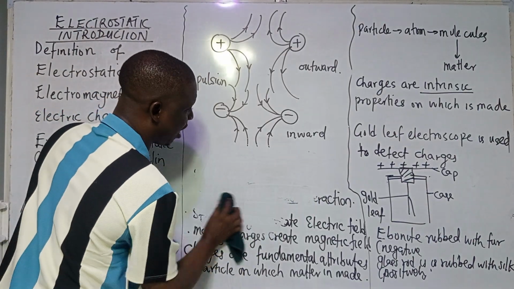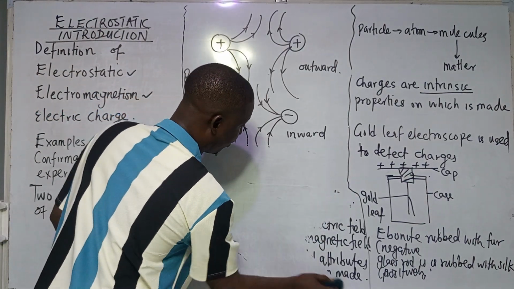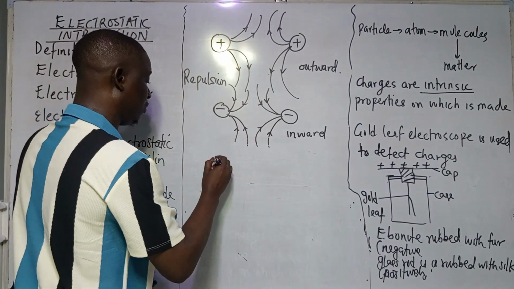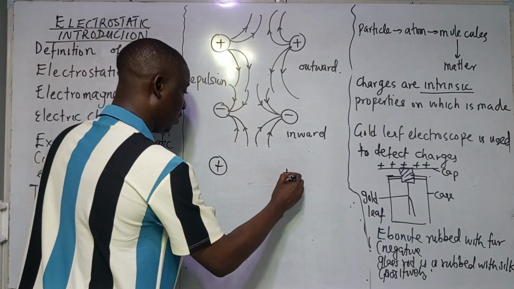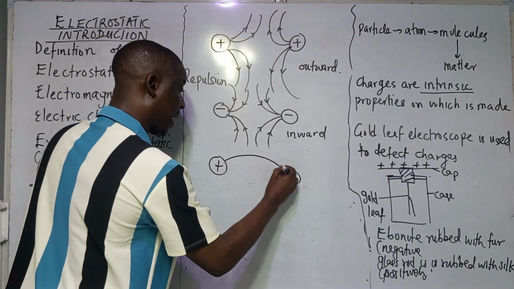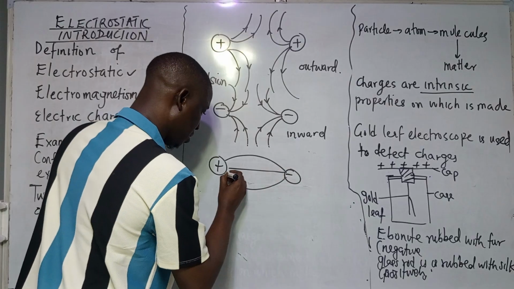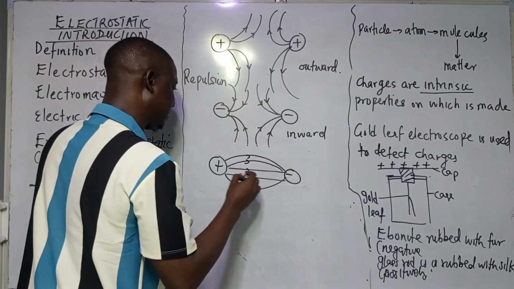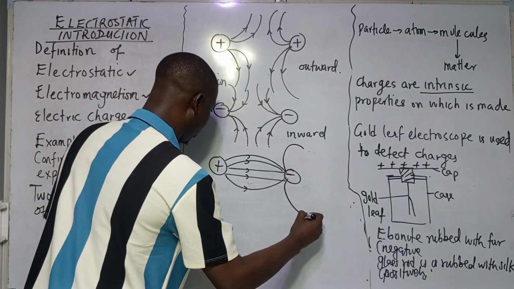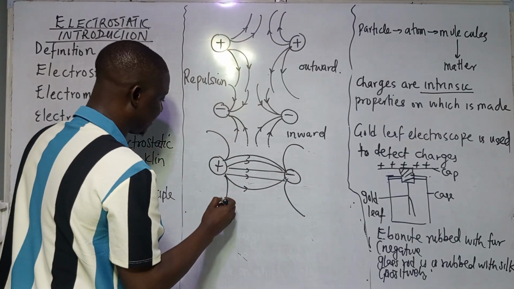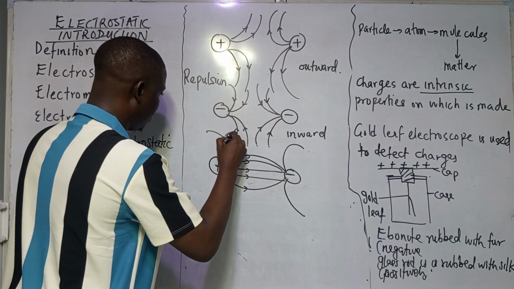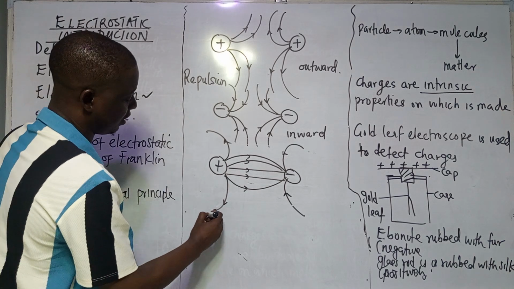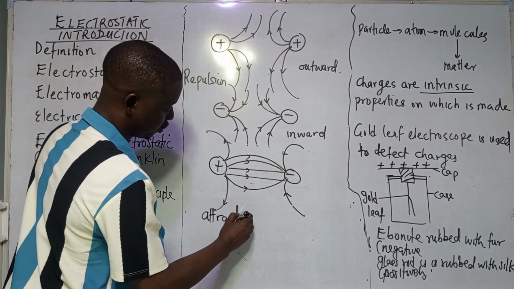But what about a case where they are unlike charges? Now, if you have two unlike charges, what happens is that, look at the field. It will move from positive to negative. That's what will happen. This will be outward, and this one will be inward. So it will move from positive to negative, and this is what we call attraction. Attraction occurs.